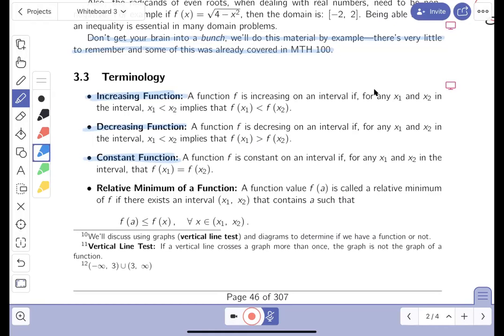What does it say to me? It says, as you're moving left to right in the function, if you're going up, it's increasing. An increasing function means this: as you're moving left to right on the function, is it moving up? Yes, it's increasing. Decreasing says this. I could read that to you, but I'm going to paraphrase it. As you're moving left to right, if the function is moving down, it's decreasing.